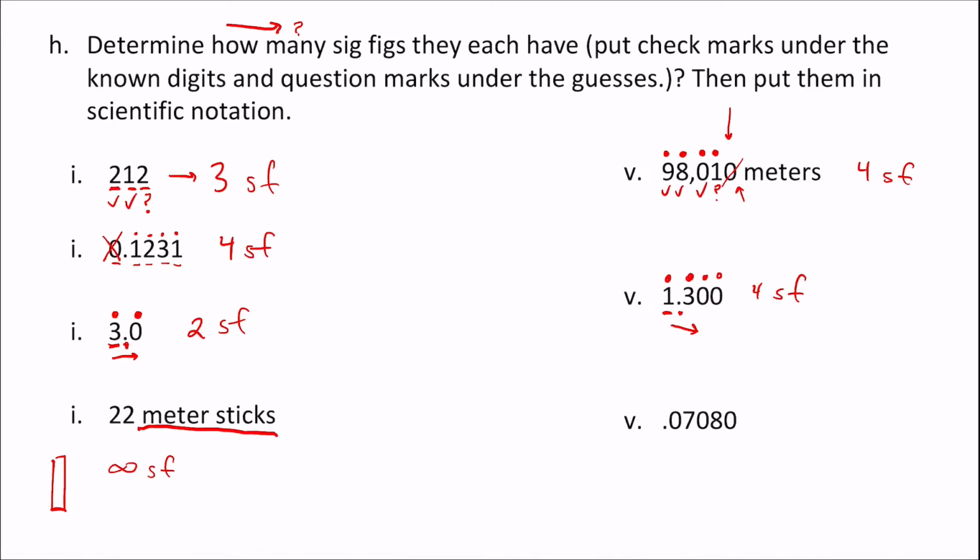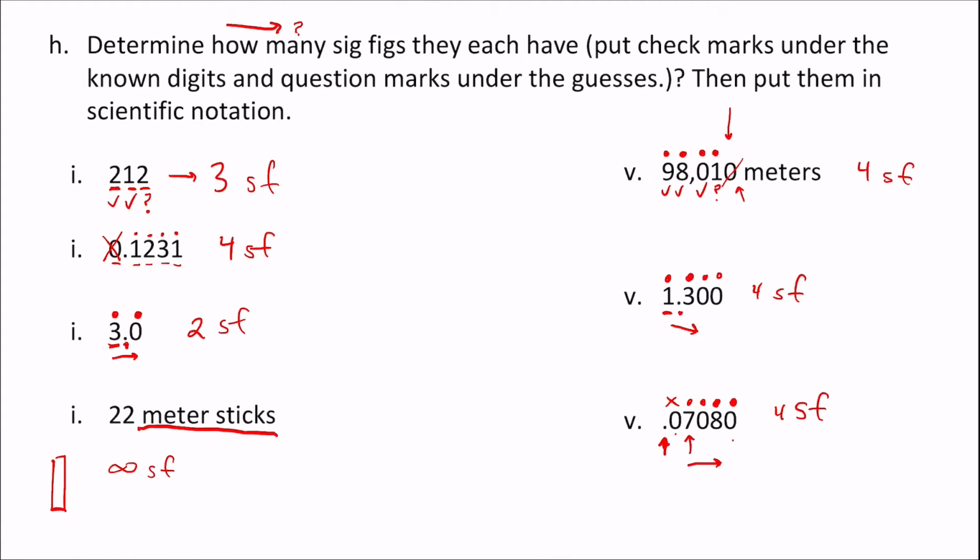Now, with the last one here, we have a decimal, and then we have some non-zeros, so they definitely count. And when you have a 0 in between, that counts. So right off the bat, we know these 3 are significant. The question is, what about the first and the last 0? Well, because there's a decimal point and then a non-zero, all the zeros to the right of that count. So this last 0 counts, but the first one does not. So this has 4 sig figs as well.